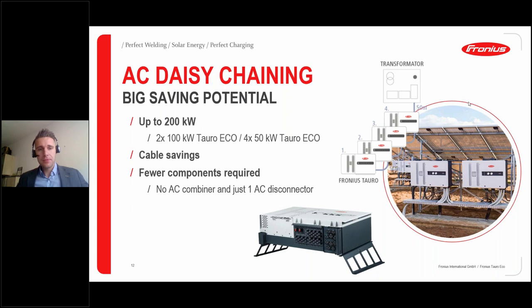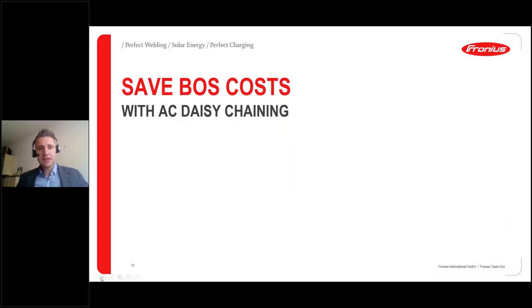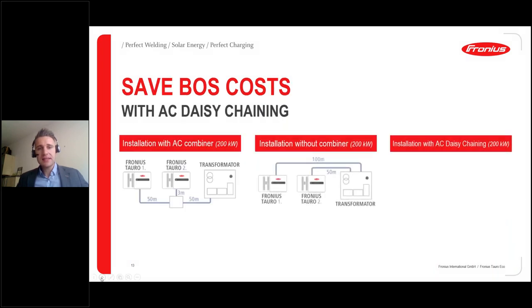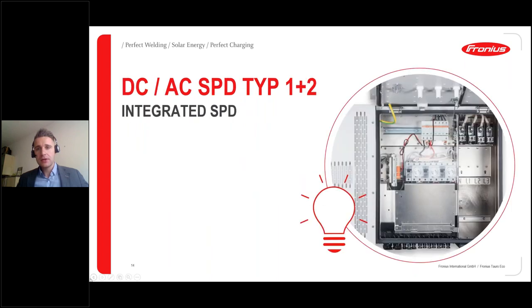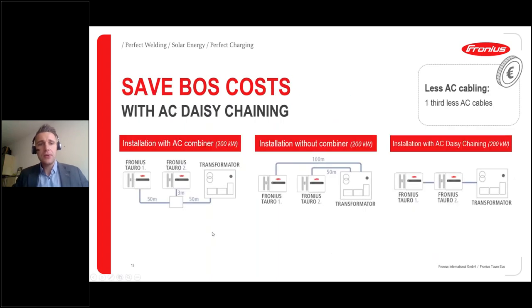Okay, so let's continue again with this AC-DC chaining. For your understanding, I just put in some more slides here. So basically, we can see here three different installations. One installation example would be with an AC combiner. So again, an additional piece of equipment you would use if you do it like this, and then go from the AC combiner to the transformer.